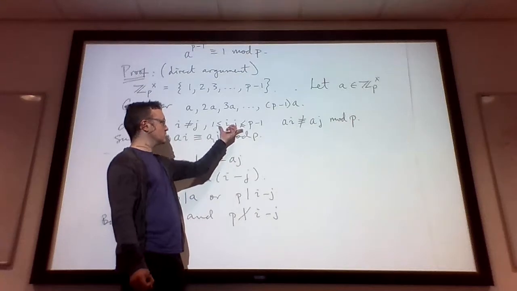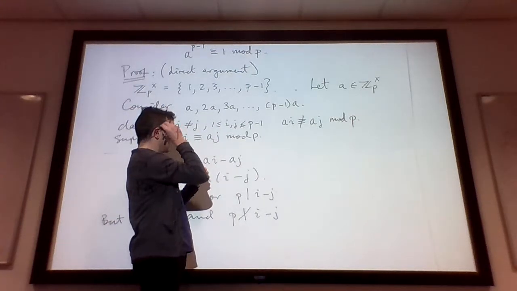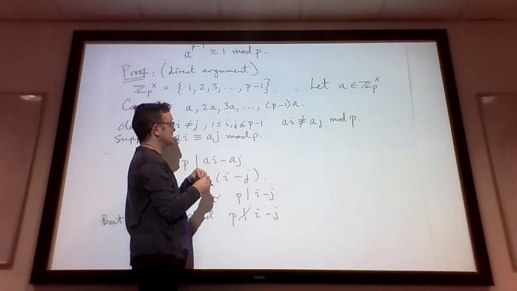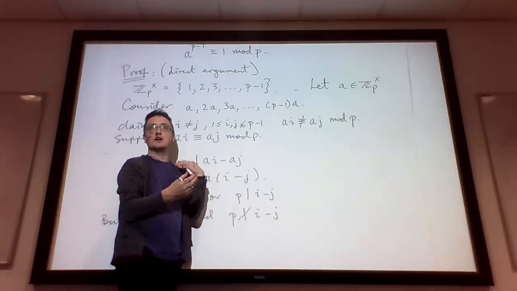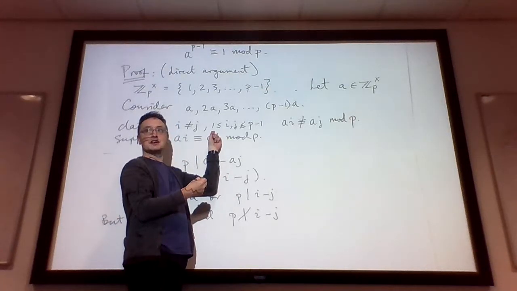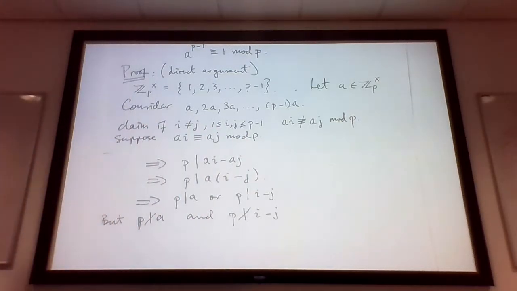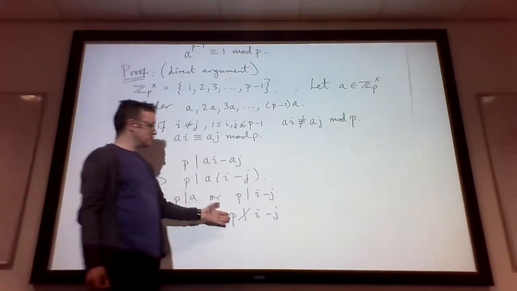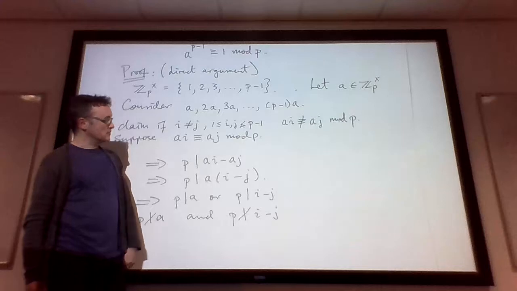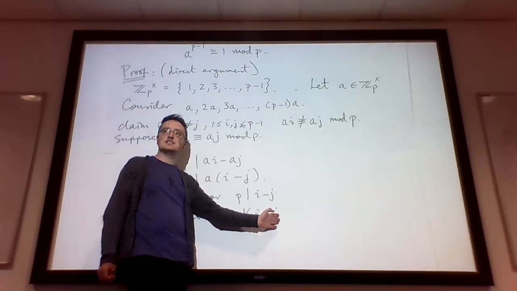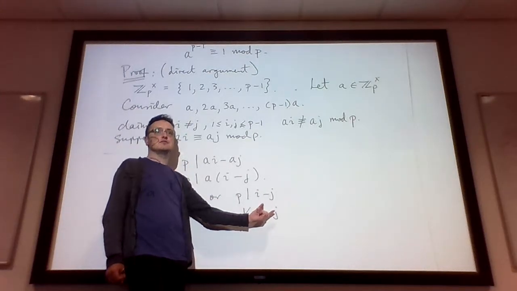So the furthest they can get apart is distance p minus 1. If one of them is at the beginning, the other one's at the end. But even then, they're only p minus 1 apart, or p minus 2. So you can't have P dividing that number. The only way you could have P dividing a difference like this is if the difference was 0.